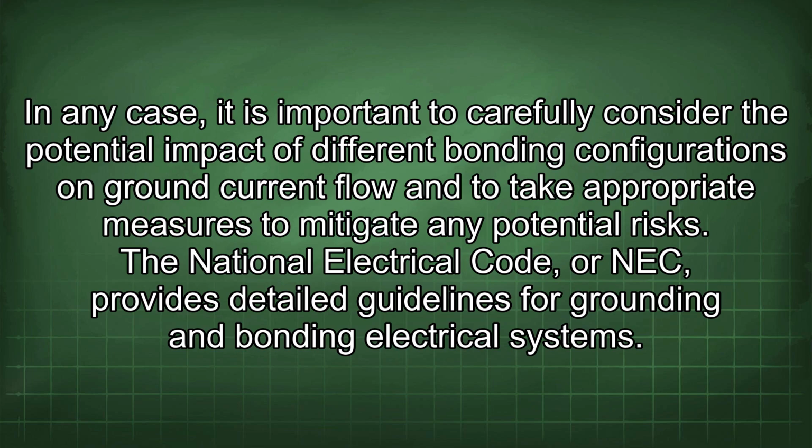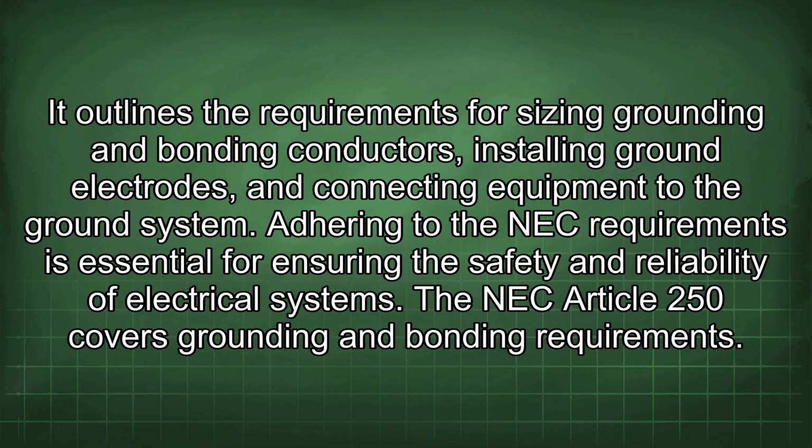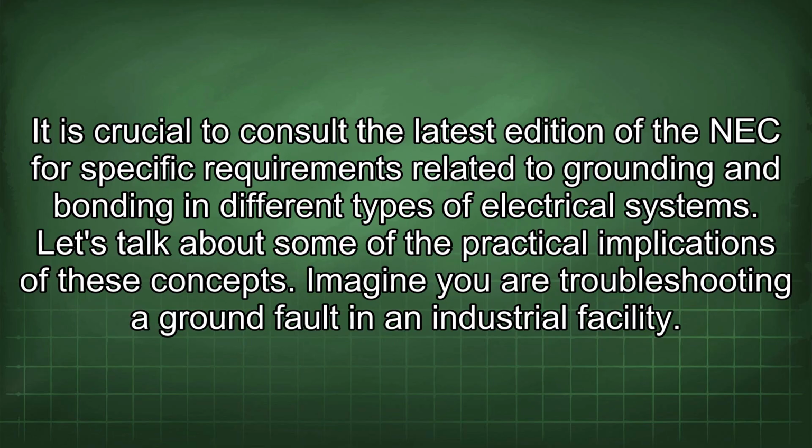The National Electrical Code, or NEC, provides detailed guidelines for grounding and bonding electrical systems. It outlines the requirements for sizing grounding and bonding conductors, installing ground electrodes, and connecting equipment to the ground system. Adhering to the NEC requirements is essential for ensuring the safety and reliability of electrical systems. The NEC Article 250 covers grounding and bonding requirements. It is crucial to consult the latest edition of the NEC for specific requirements related to grounding and bonding in different types of electrical systems.